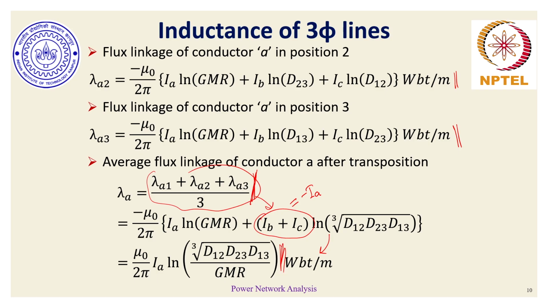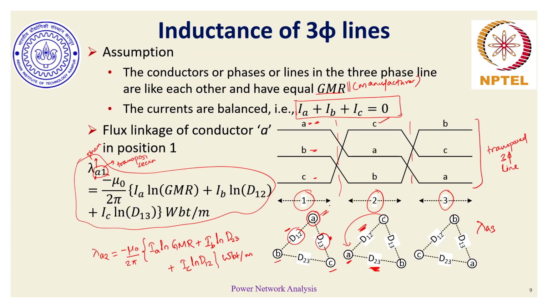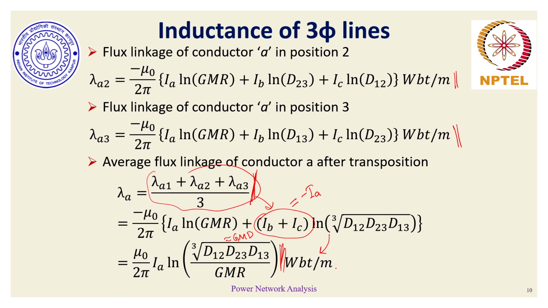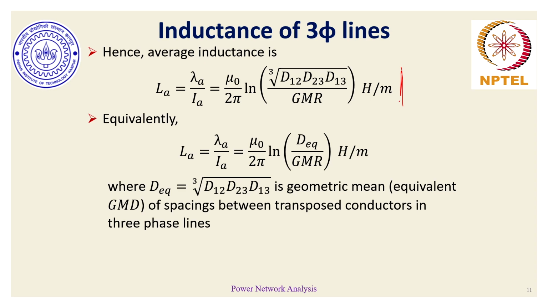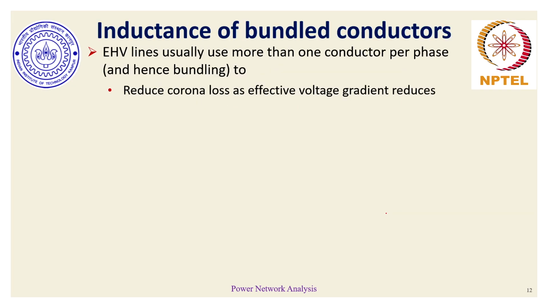So essentially we end up again with an analogous GMD between the different phase lines placed at different sections, with effective GMR remaining the same. So overall inductance is this. A similar expression could also be written for other phase conductors. So DEQ is effectively the equivalent GMD, which is the geometric mean of spacing between transposed conductors in three-phase lines.